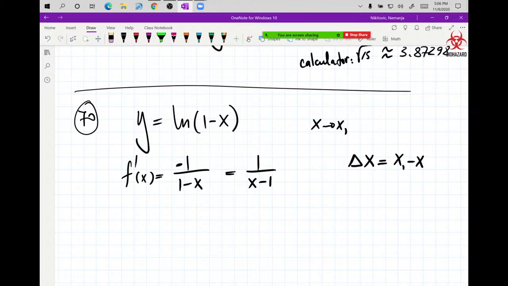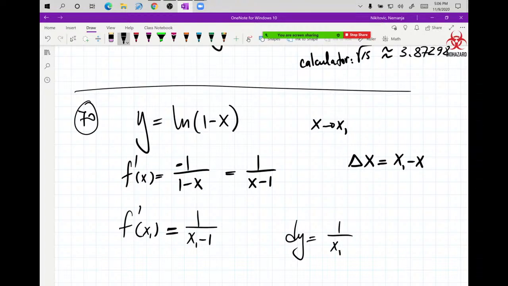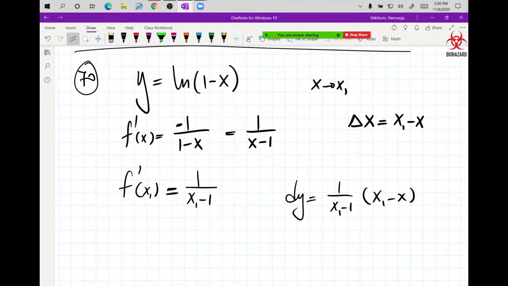Now we have our f prime. Now f prime needs to be computed at x1, and that's just 1 over x1 minus 1. Easy. And here's the change in y. So the change in y is given by the derivative, which is this, times the difference between these two. So technically dy is x1 minus x over x1 minus 1.